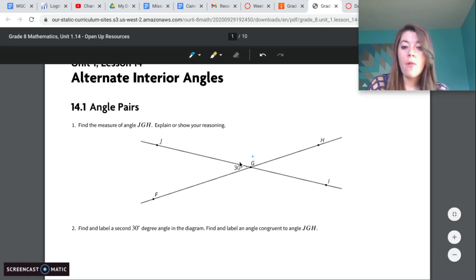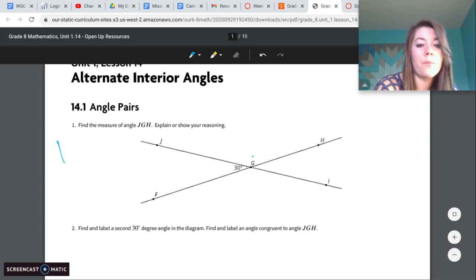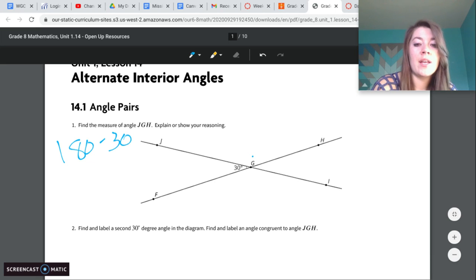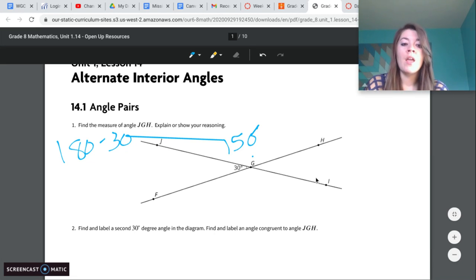Well, we know this 30 right here, and together FGJ and JGH form a line, which means 180 degrees. So we're going to take 180 minus 30, which is going to give us 150 degrees. Now, find and label a second 30-degree angle in the diagram.